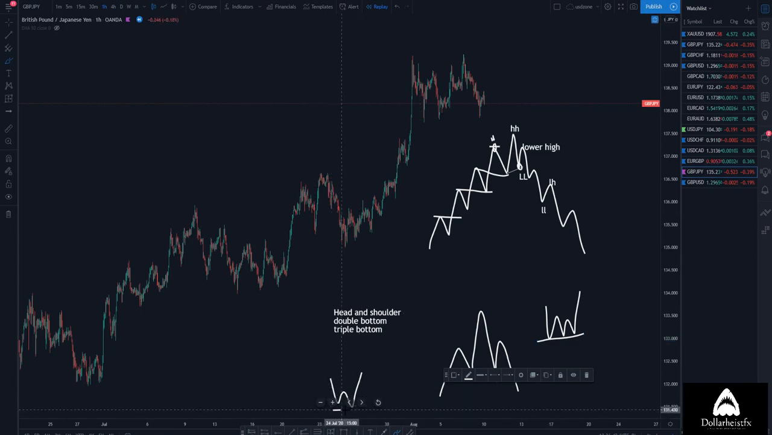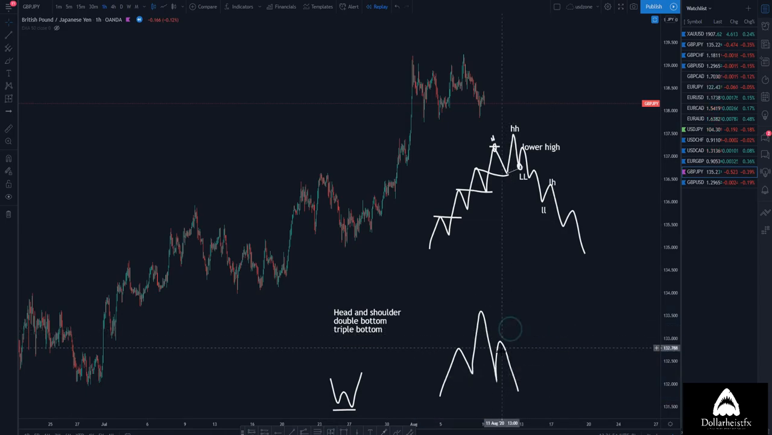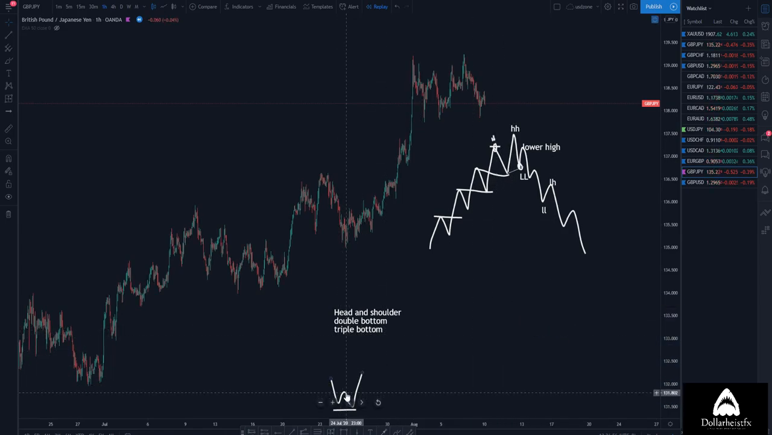A double bottom is basically a double bottom. Head and shoulder is basically, it looks like head and shoulder. Okay, shoulder, head, shoulder. If you don't have a clear picture, you can just Google it and you will see a lot of patterns. You see a lot of examples of it.